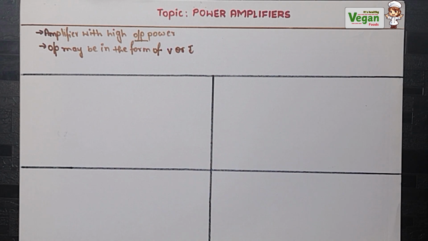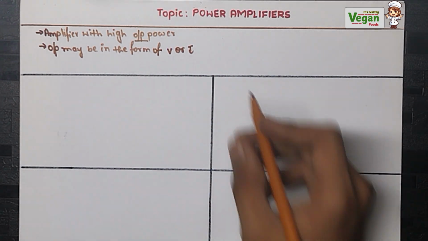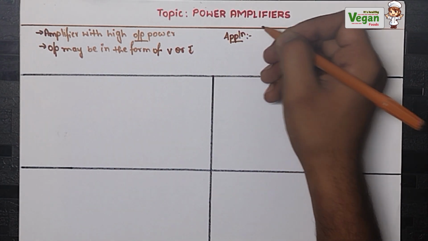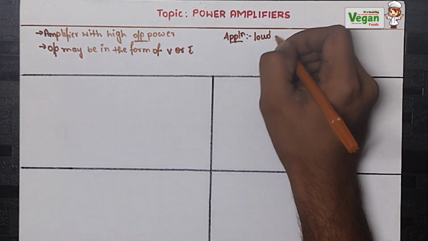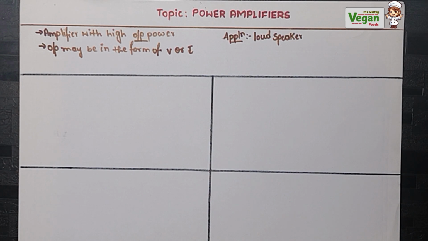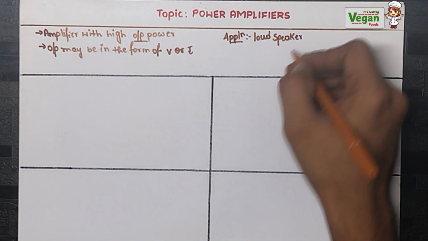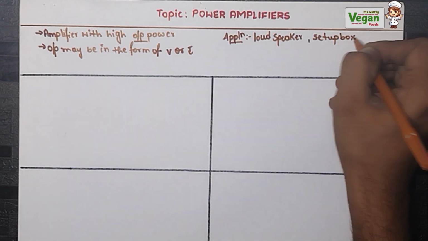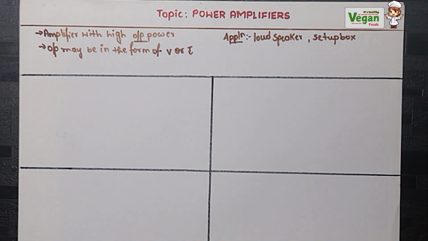Now let's see where these power amplifiers are used, that is, their applications. Majorly, they are used in loudspeakers to amplify the sound. That is, if you speak in the mic, we get the amplified wave in the loudspeaker so that many people can hear. Next, set-top boxes, which are connected to the television.